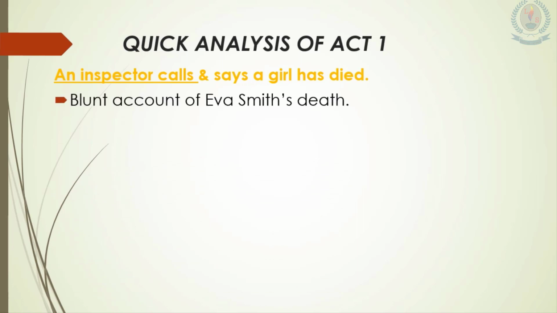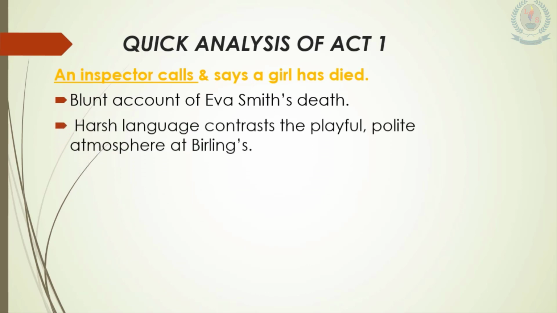What type of account does the inspector give to the family? Yes, it's a very blunt account of this girl's death. What is the name of the girl? Eva Smith. And the language the inspector uses and the language the Birlings used earlier was totally different. Why? Earlier it was a very playful, polite atmosphere at the Birlings. Mr. Birling was very polite because it is his son-in-law, he's from a good family, so he wanted to show off his status. But now what is happening? Now the inspector brings out very harsh language, very official.